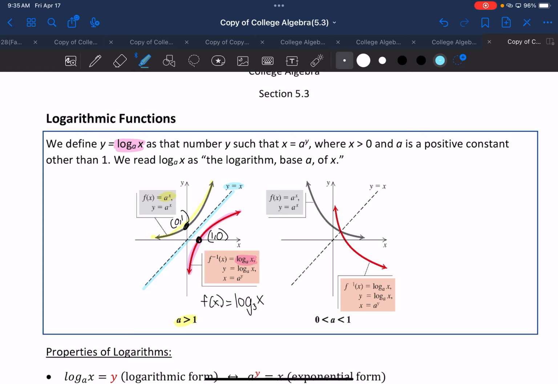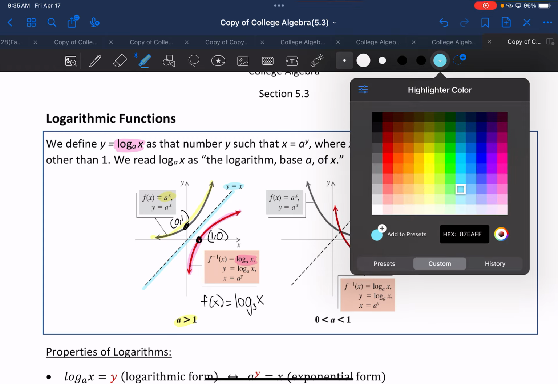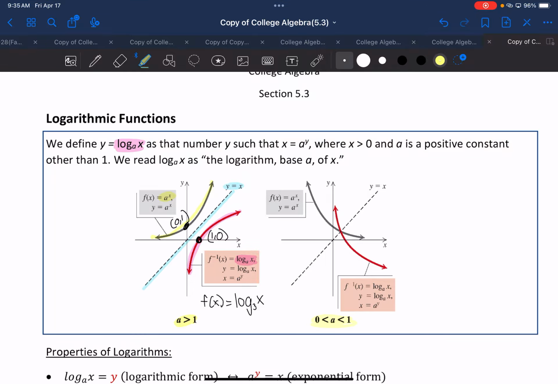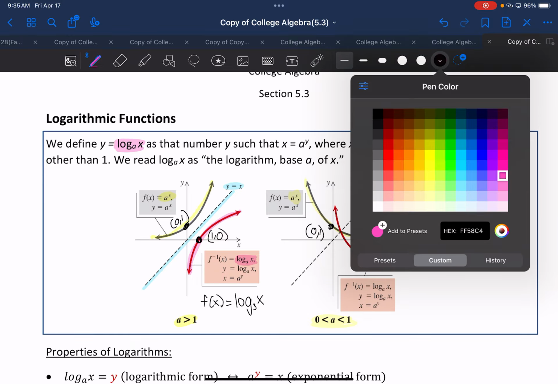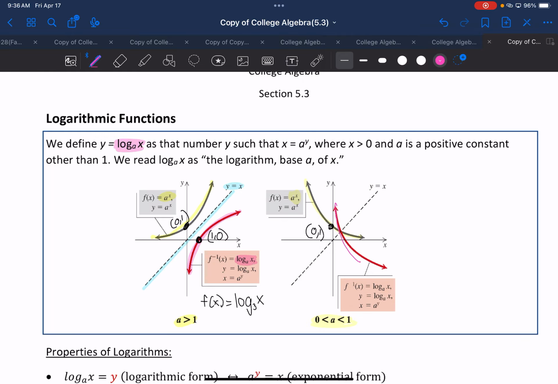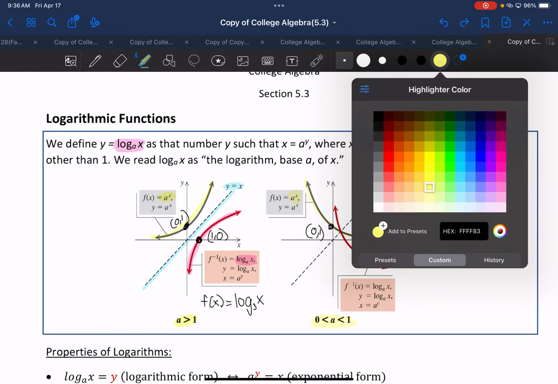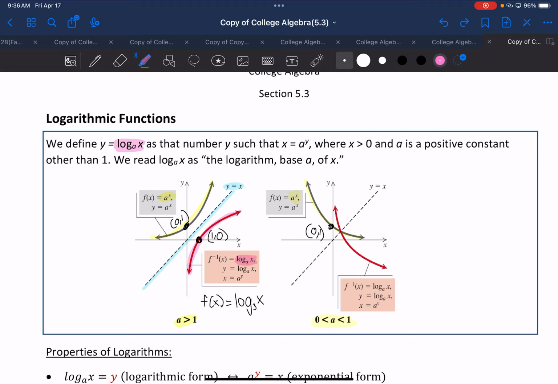And then the other one is when a is between 0 and 1. So the first one here is the exponential, the one that was decreasing and going through the point 0, 1. And then the other one is for the log function. It would also be decreasing from left to right, and it goes through the point 1, 0.